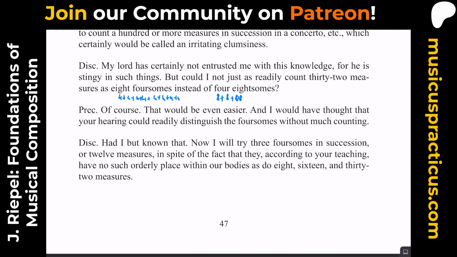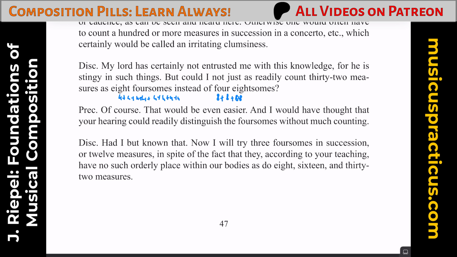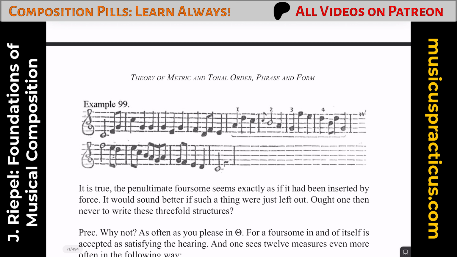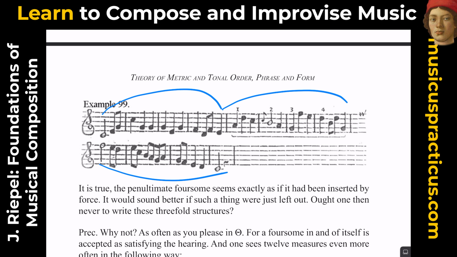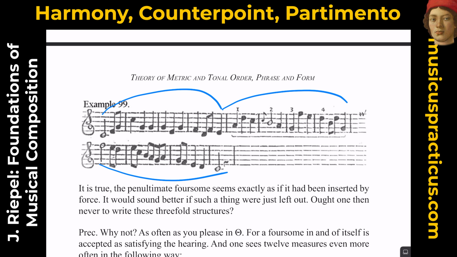Now we'll try 3 foursomes in succession, of 12 measures, in spite of the fact that they, according to your teaching, have no such orderly place within our bodies as do 8, 16, and 32 measures. Now we have 1, 2, and 3. So 3 foursomes. It is true, the penultimate foursome seems exactly as if it had been inserted by force. It would sound better if such a thing were just left out. Ought one then never to write these threefold structures? Why not?